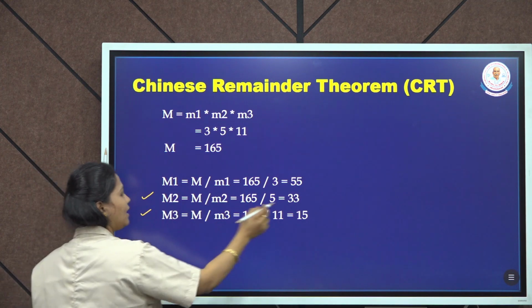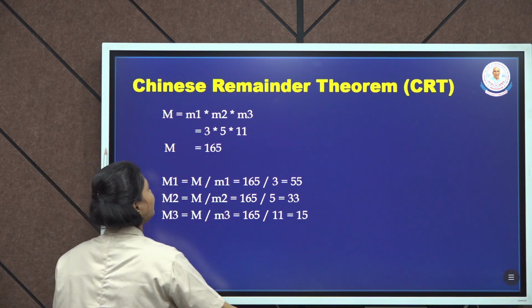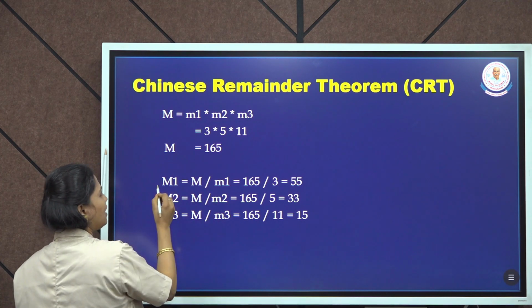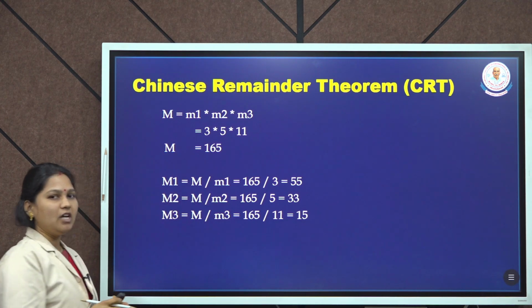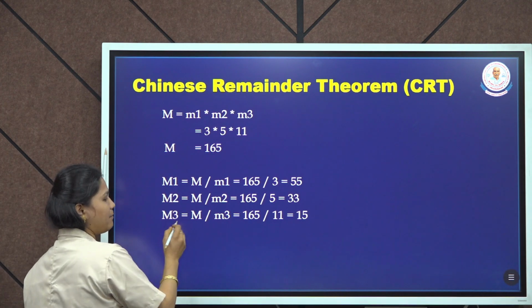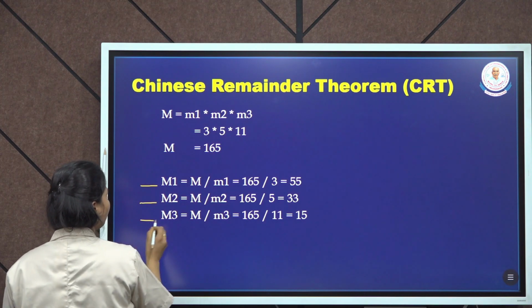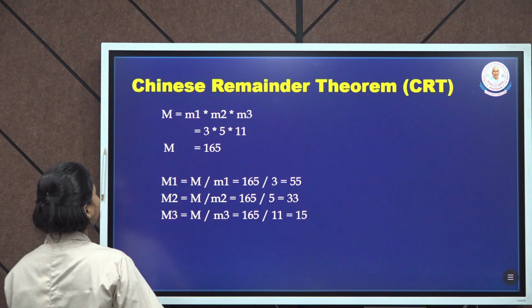Here the M2 value is 33 and M3 value is 15. Now we got a capital M value and M1, M2, M3 values. Now we need the modulo inverse of M1, M2, M3. Now we are going to find the modular inverse of capital M1, capital M2, capital M3. For that we have a formula.